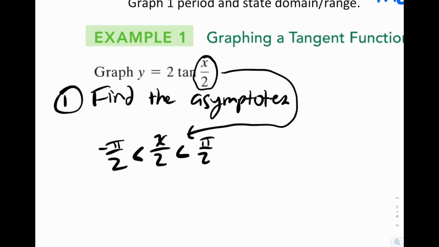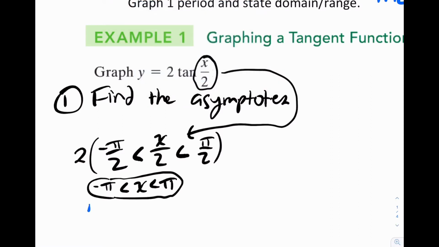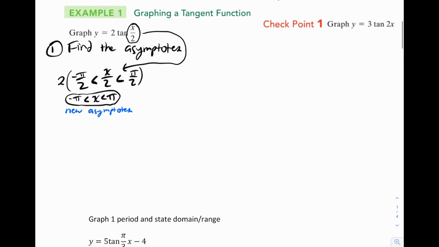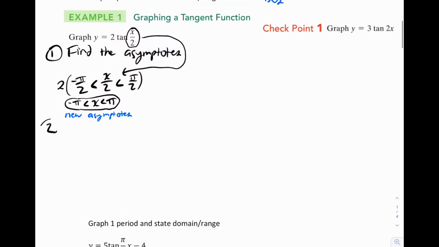Now that we have that, we're going to solve for x. So simply multiply by 2. So x is between pi and negative pi. What you just found are your new asymptotes. Now step 2 is going to be just the graph.